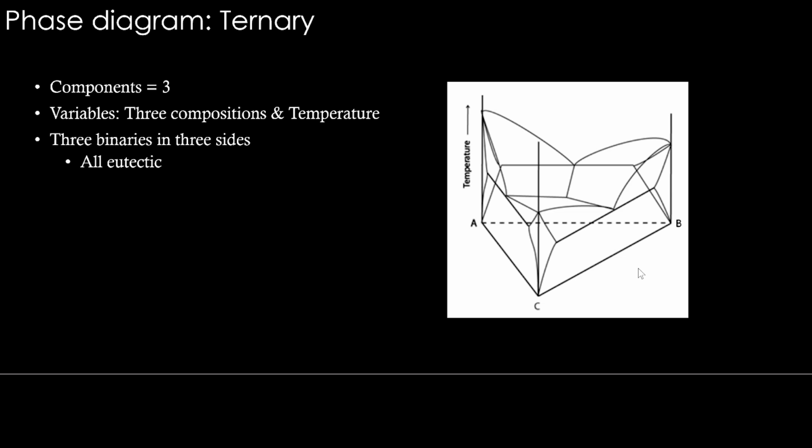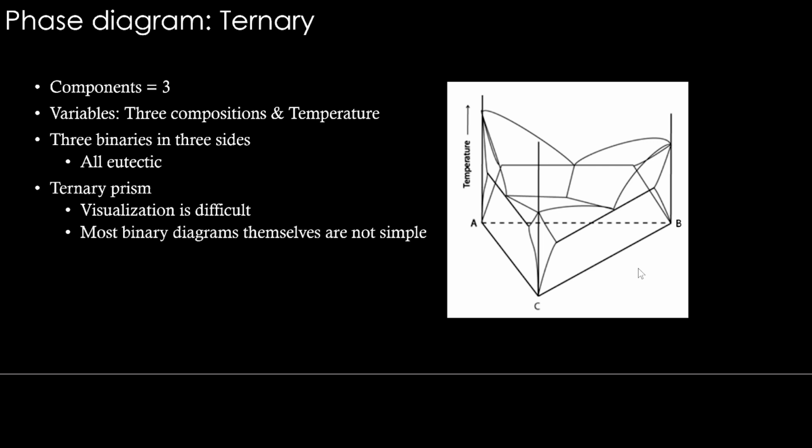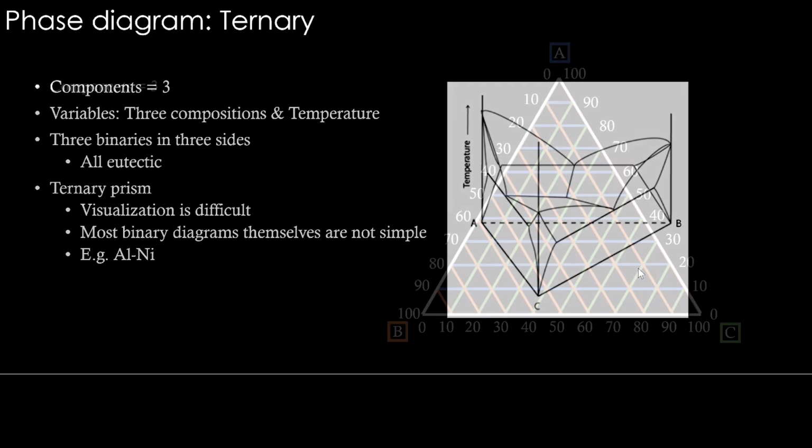Okay, so visualization of this ternary prism is difficult. And more importantly, binary diagrams themselves are not simple. Okay, in this case, we are saying simple, all the three are eutectic, all the three are isomorphous and things like that. But systems need not be this simple. For example, imagine the Al-Ni phase diagram that we saw in the last class. It had a few intermetallic compounds also in the middle. Even the binaries are going to be complex, therefore it is going to be difficult to visualize a ternary prism like this.